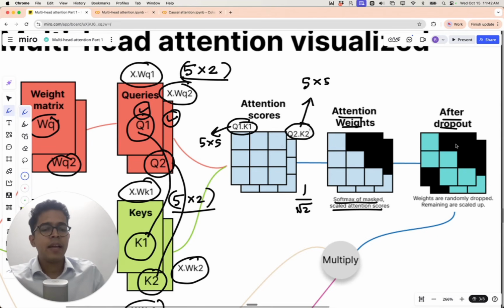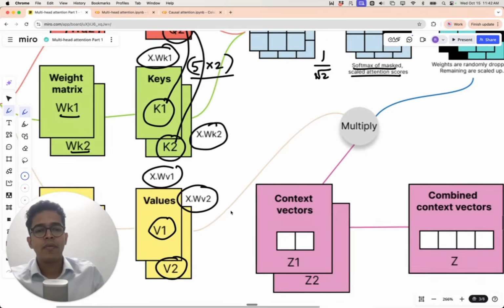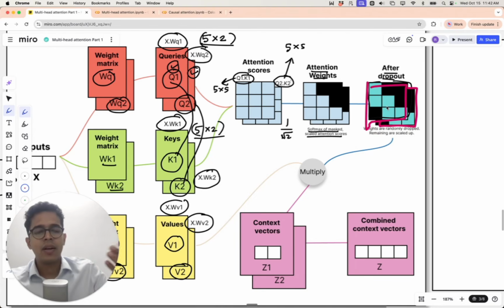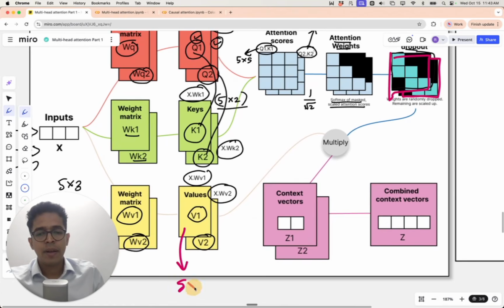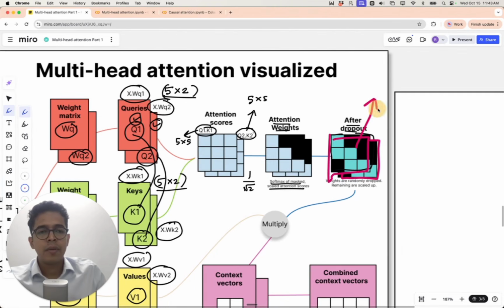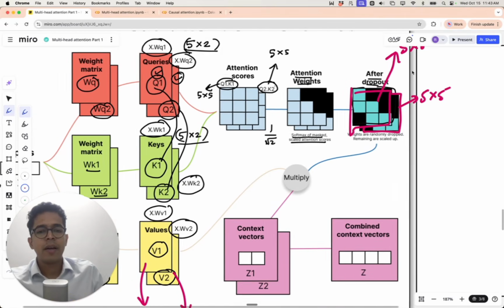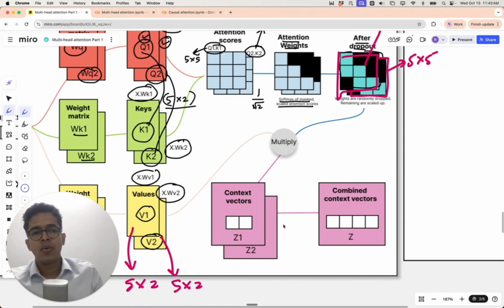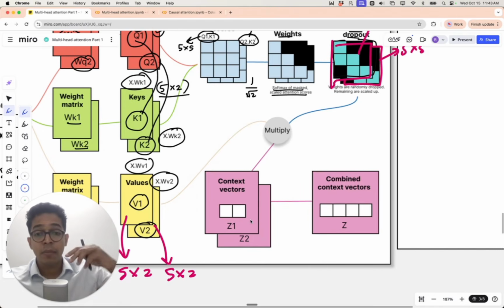And then we have to multiply this with value, right? So we multiply the first one with value 1, V1. Let me just draw it. This is multiplied with V1, and the one below, which is the second layer of the output, is multiplied with V2. Now V1 will be 5 by 2, V2 will be 5 by 2. This will be 5 by 5, and this will also be 5 by 5. So when we multiply 5 by 5 and 5 by 2, the resulting one would be 5 by 2. So we will now have 2 context vector matrices.